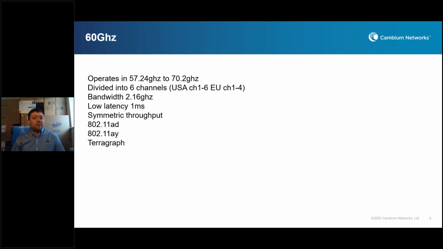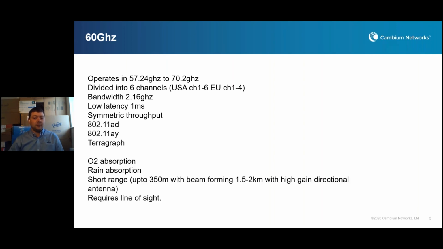60 gigahertz appeared roughly in 2016 with 802.11ad, but what I'm going to mainly talk to you about today is 802.11ay, which is the newest standard, specifically Terragraph, which is Facebook's connectivity technology. Yes, there are downsides, but like anything, if designed correctly, you should be able to overcome them. 60 gigahertz is affected by oxygen and rain, meaning you're going to get a shorter range. You may need multiple hops if you want to cover a larger area, and you do need line of sight.